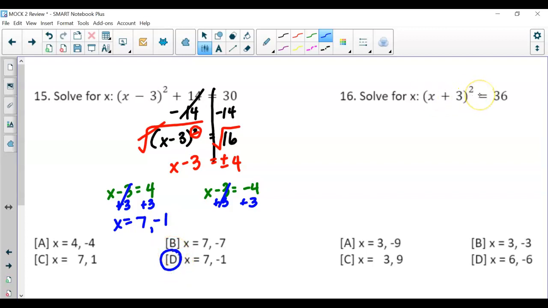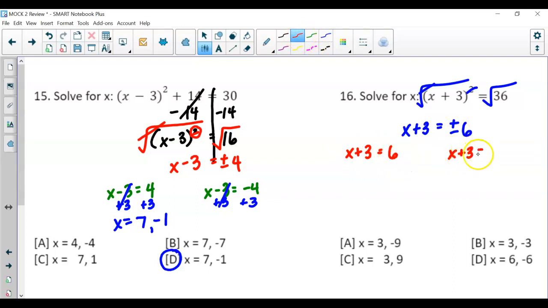Now here, it is by itself. There's nothing outside. So we'll go through and take the square root. So canceling out your exponent, x plus 3 is now equal to plus and minus 6. Now we can set up our two equations. X plus 3 is equal to +6, and x plus 3 is equal to -6.